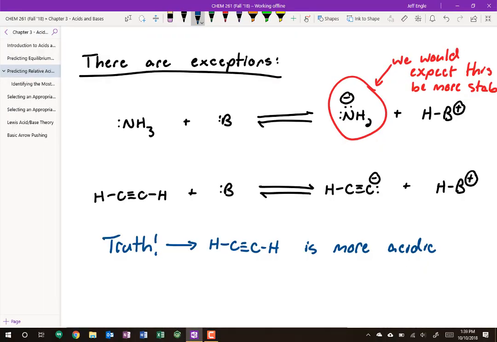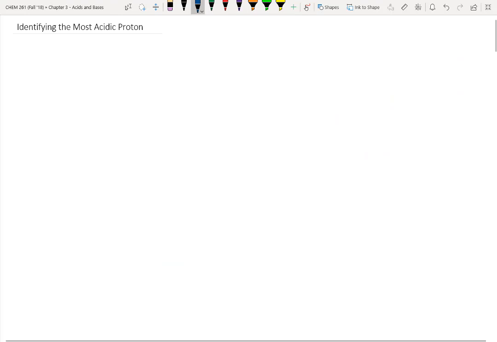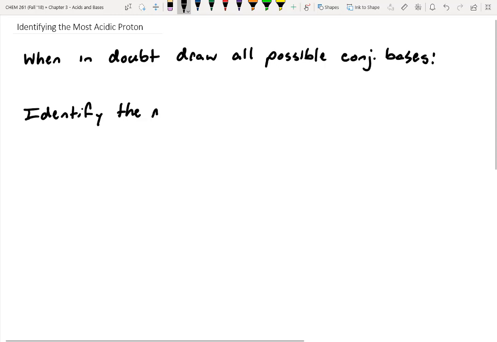So today what we're going to do is kind of an offshoot of what we did yesterday, and we're going to focus on identifying the most acidic protons in one molecule. And the simple trick I'll show you is when in doubt, draw all possible conjugate bases. And then compare all of them. Okay, so let's do this one first. So identify the most acidic proton.